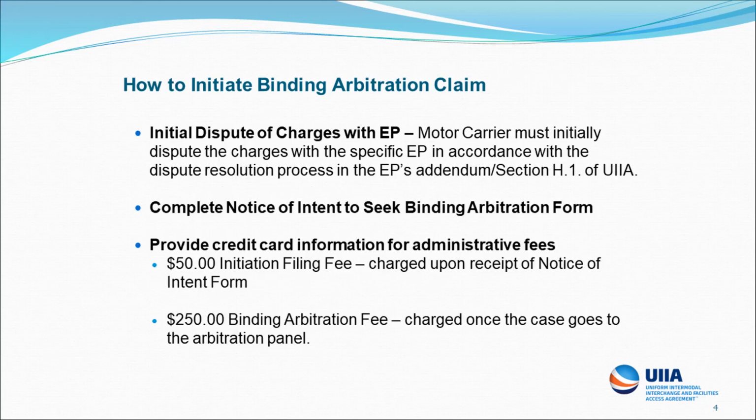In regards to how you initiate a dispute under the arbitration process, the first thing you have to make sure is that you initially dispute the charges or the invoice with the equipment provider. To do that, you would need to check the equipment provider's UIIA addendum to see if they had a specific dispute resolution process contained in their addendum. If they do not, then you would refer back to Section H1 of the UIIA, which has a default process that allows the motor carrier to dispute the charges 30 days from the date of the invoice and then requires that the EP respond within 30 days of receipt of the motor carrier's dispute.